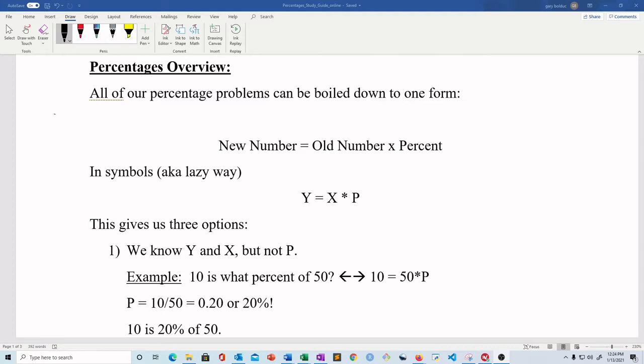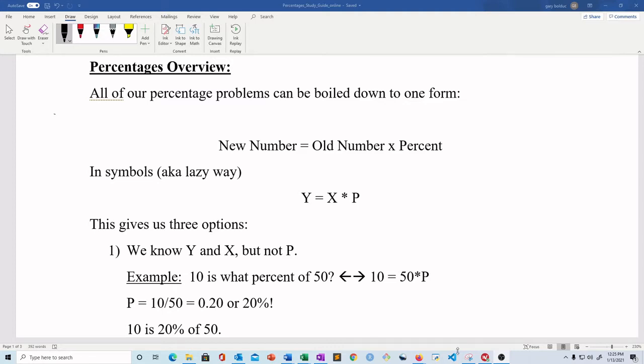So percentages for us, there's a lot to the study guide, but it really all boils down to one equation. I'm going to introduce a few different types of problems we can solve by using the same equation each time. We're just going to have to think about what we're given and how to use the equation to solve that. There's another way to solve these problems, and I have resources for that path as well.